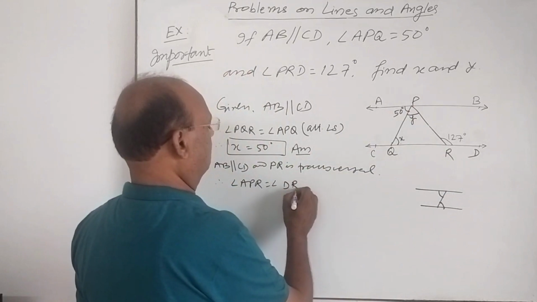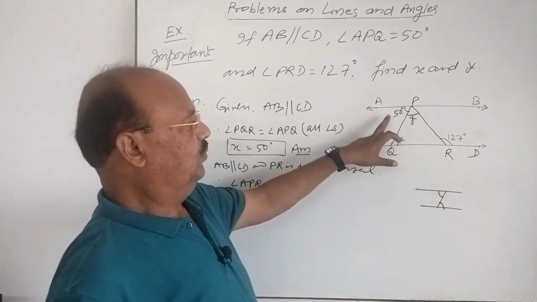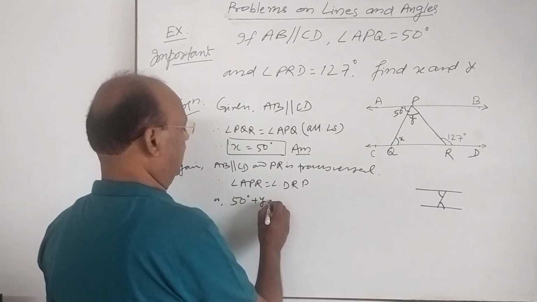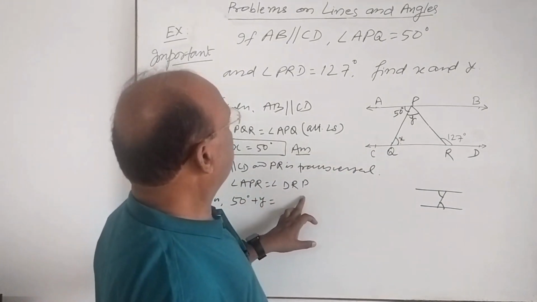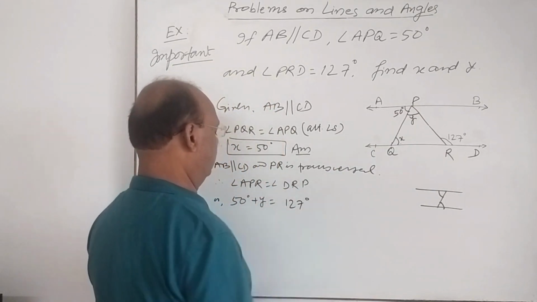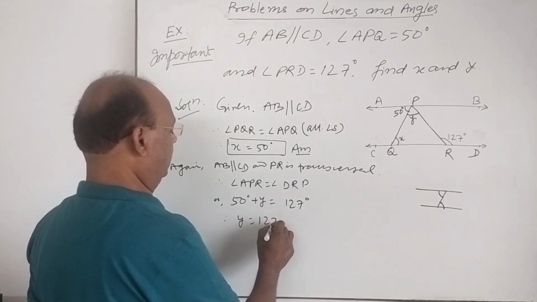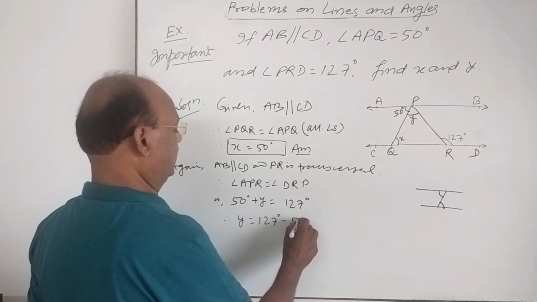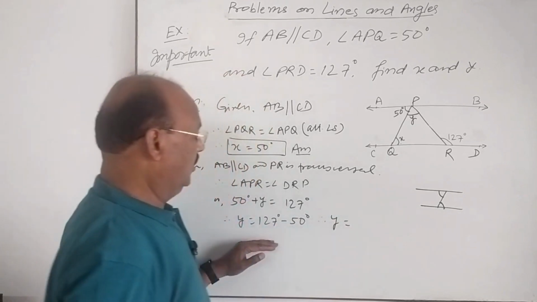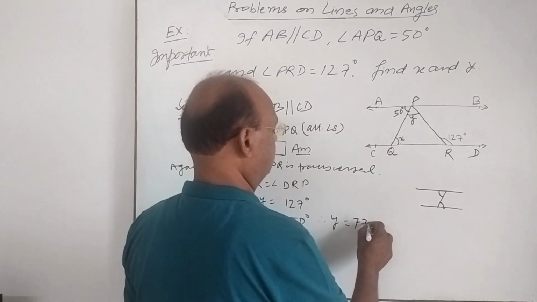Angle DRP. Okay, and angle APR we can say is 50 degrees plus y. This is 50 degrees plus y and angle DRP is 127 degrees. Here we can find out the value of y. Therefore y is equal to 127 degrees minus 50 degrees, and therefore y is equal to 77 degrees.